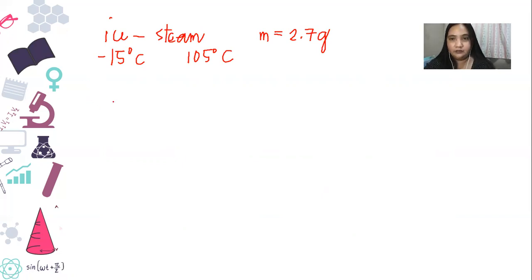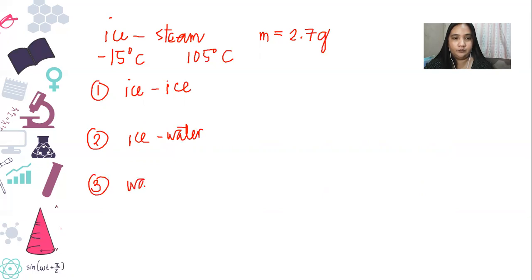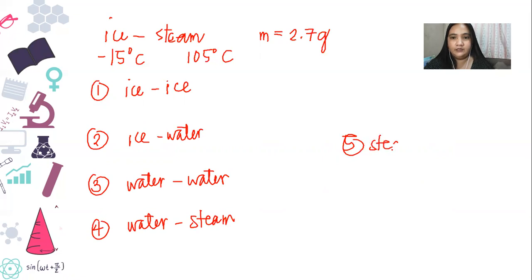This gave you 10 points in the problem. So the first one will be, of course, ice to ice. The second one will be what? Ice to water. I'll explain later. The third one will be water to a certain temperature of water. And then the fourth one will be water to steam, right? And finally, the fifth part will be steam to steam.